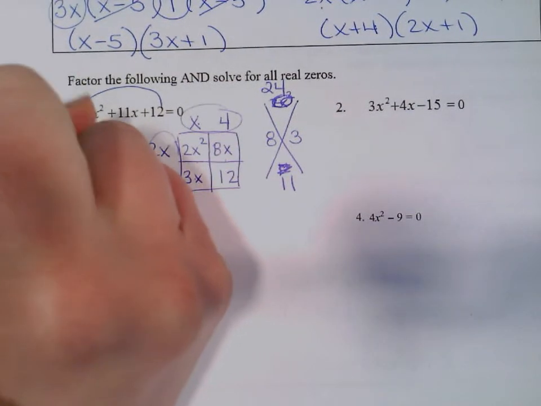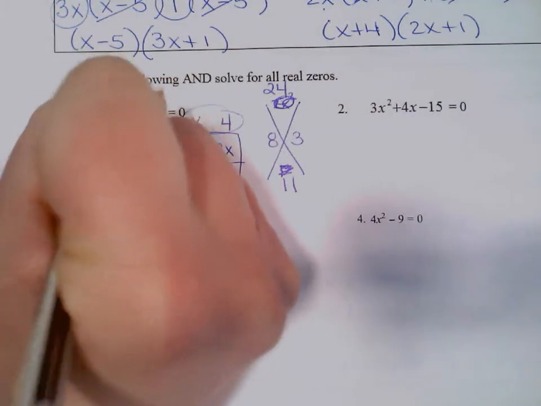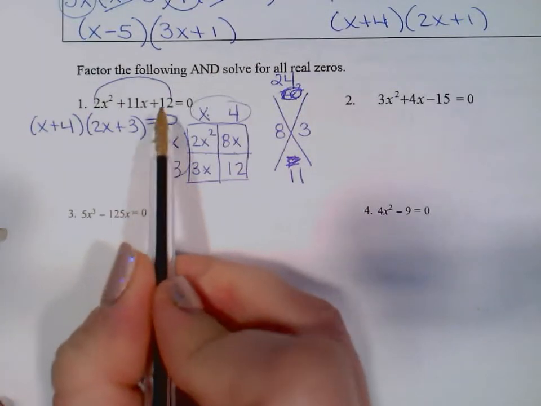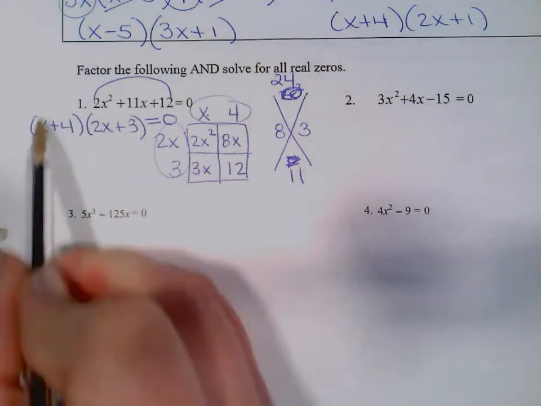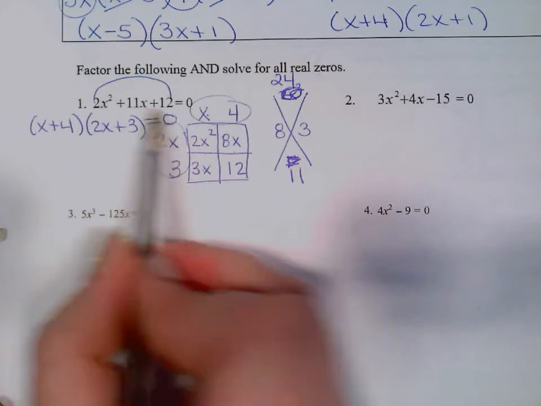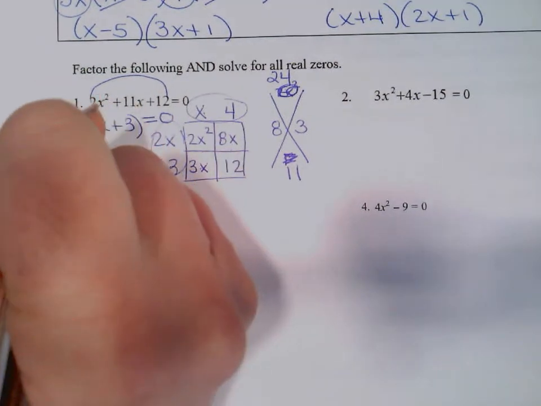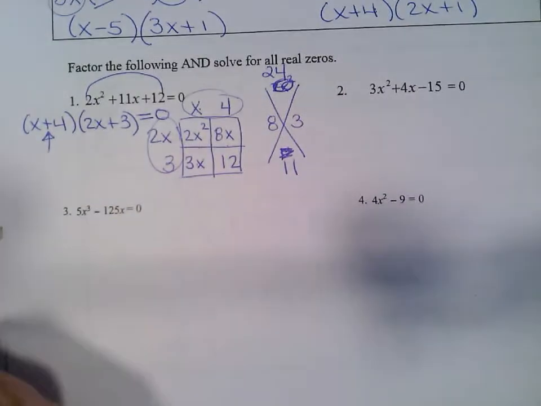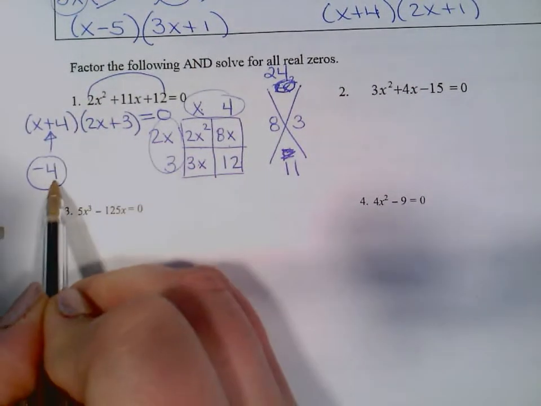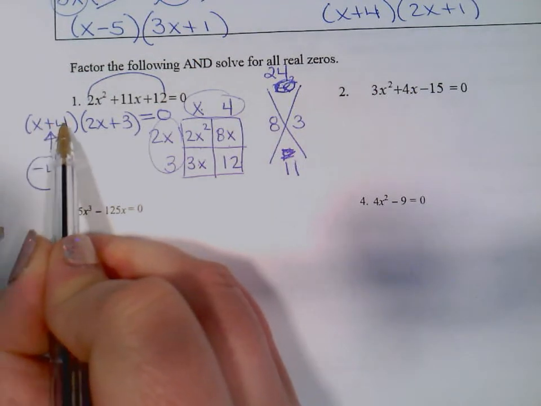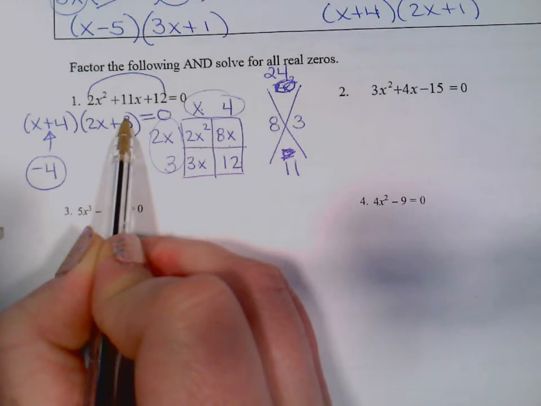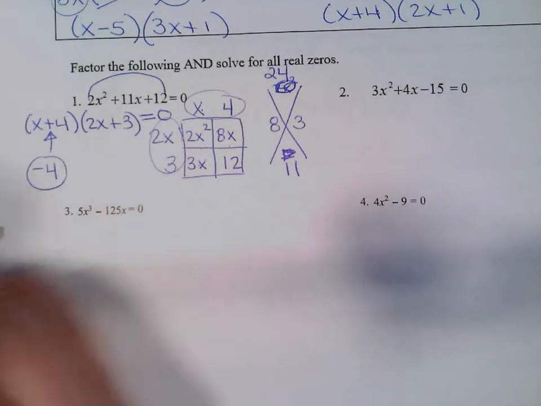So the reason I wanted to show you this example is because this equals 0 means that it's looking for the x-intercepts. So these are the factors. How do I take factors and find the actual solutions, the actual x-intercepts? I ask myself, what x value is going to make that 0? And the answer is -4, because if I plug in -4, -4 plus 4 is 0, and 0 times anything is 0. It's called the zero product property. So -4 is one of my solutions.